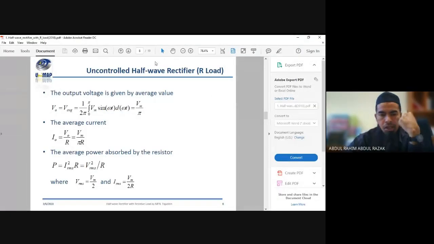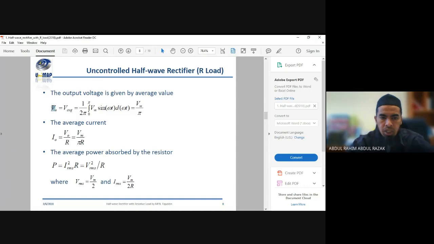Next, the output voltage on average. The average output voltage here is not the RMS. So you have to be alert, because sometimes we measure average, sometimes we measure peak, sometimes we measure RMS. Okay, the output here is the average value, because we are dealing with a rectifier now.